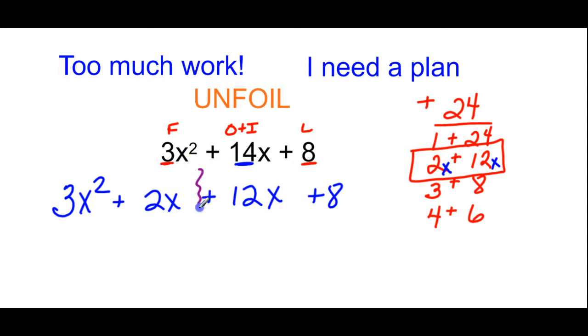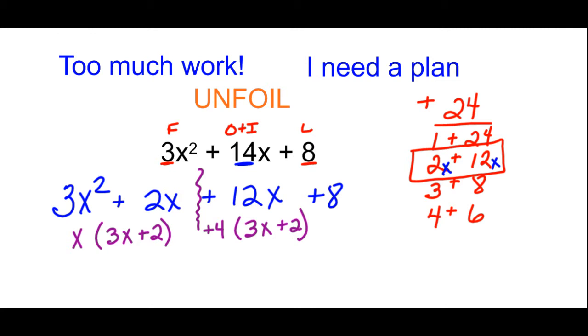So we're going to cut it in half. We're going to look at the first two and say, what do they have in common? They both have an x in common, and that's going to leave me with a 3x plus 2. Okay? Then we're going to look at these two and say, what do they have in common? They both have a positive 4 in common, which is going to leave me with a 3x plus 2.